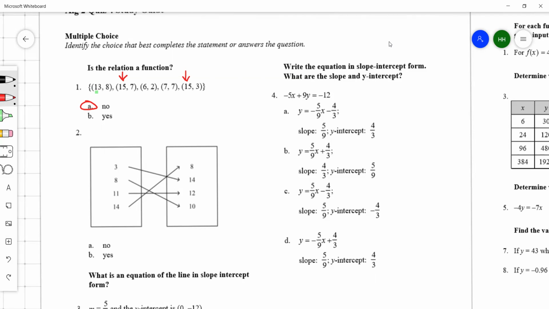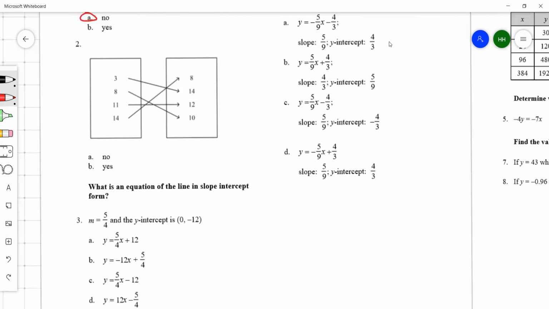Number two, each input has to have its own output. So look at this mapping diagram. The 3 maps to the 14, the 8 to the 10, the 11 to the 12, and the 14 to the 8. Does that work? Yes, it works. Good.